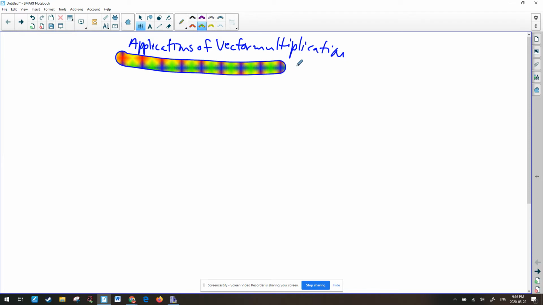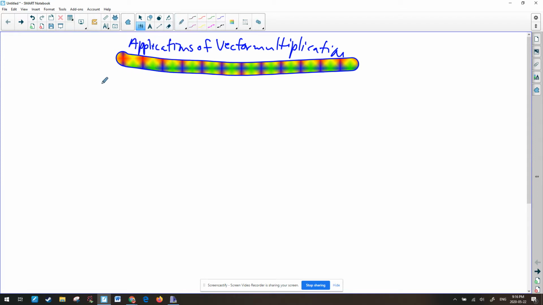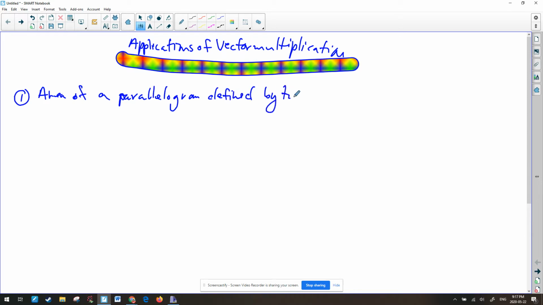Okay, lovely. So vector multiplication. We know there are two types: there's going to be dot product and there's going to be cross product. And so we're going to look at some applications of them. One of the applications is that we can find the area of a parallelogram defined by two vectors. Okay, so that's exciting.